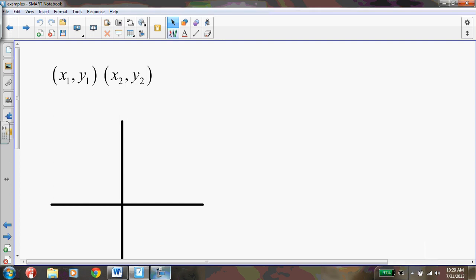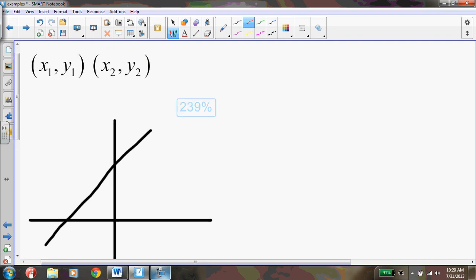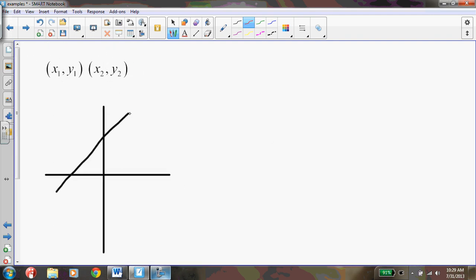I can use the Pythagorean theorem to create a formula that will find the length of any segment that exists between any 2 points. I'll start off by giving us a visual aid. We'll say that this is the segment that exists between x1, y1 and x2, y2.